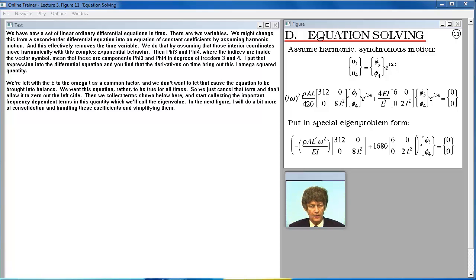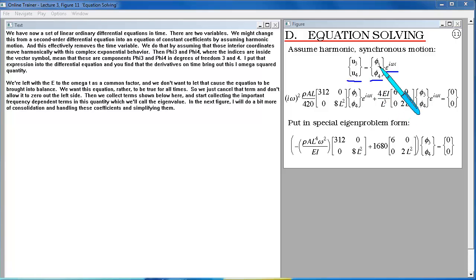There are 2 variables. We might change this from a second-order differential equation into an equation of constant coefficients by assuming harmonic motion. And this effectively removes the time variable. We do that by assuming that those interior coordinates move harmonically with this complex exponential behavior. Then phi3 and phi4, where the indices are inside the vector symbol, mean that these are components phi3 and phi4 in degrees of freedom 3 and 4.